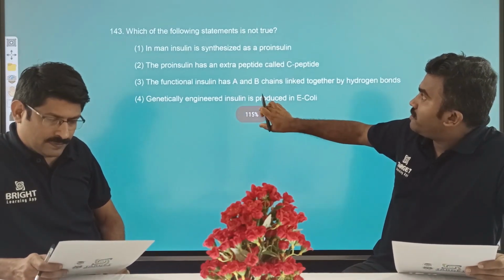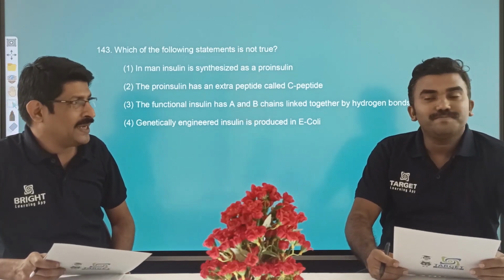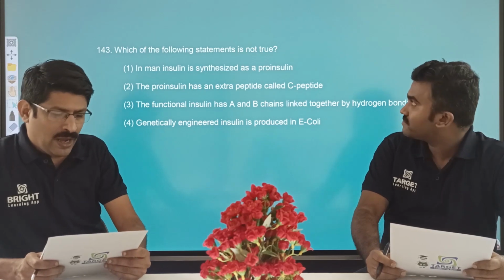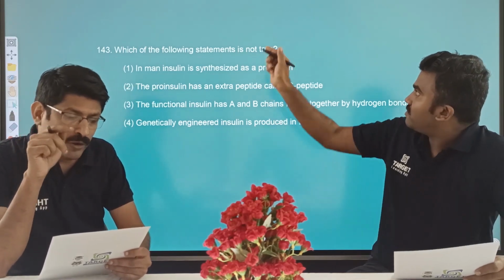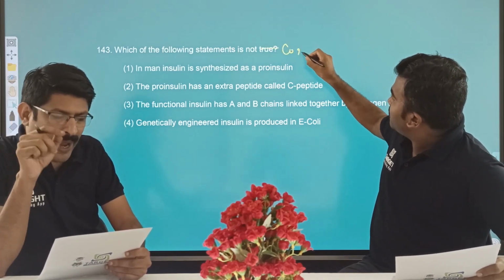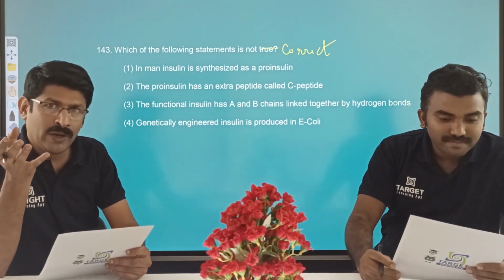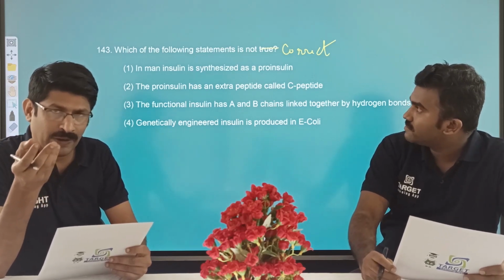Which of the following statements is not true? That is related to biotechnology, second chapter, Biotechnology: Principles and Processes, its application. And here, which of the following is not correct? In man, insulin is synthesized as proinsulin. Yes, it is produced as proinsulin, and it is modified in the Golgi apparatus before the secretion from the cell.